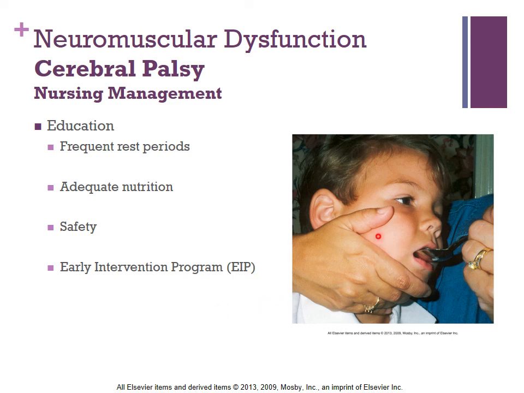So here is the manual jaw control. She's helping to hold it, stabilize it, allowing the child to take something to eat, and then you help stabilize the head while they swallow.